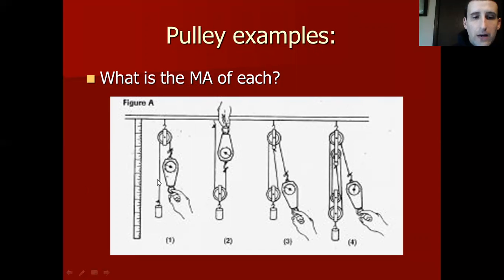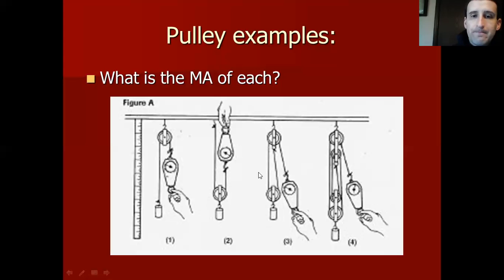Here I've only got 1 rope supporting the weight, and so the tension is going to be the same as the weight of the object. So the mechanical advantage of this is 1, but we do get to change direction. But mechanical advantage is 1. Here I've got 2 ropes, so that gives me a mechanical advantage of 2. Here it's also 2 ropes, still a mechanical advantage of 2. And here it's 1, 2, 3, 4 ropes, so mechanical advantage of 4.